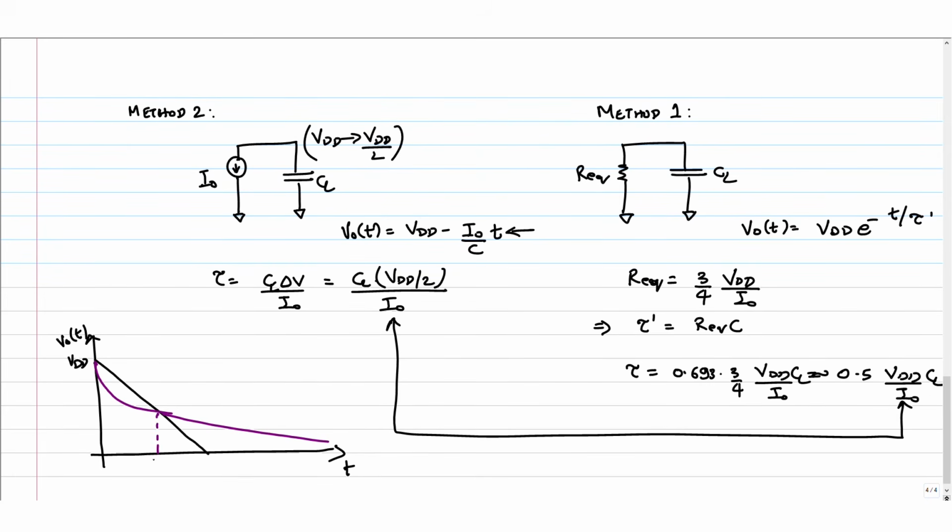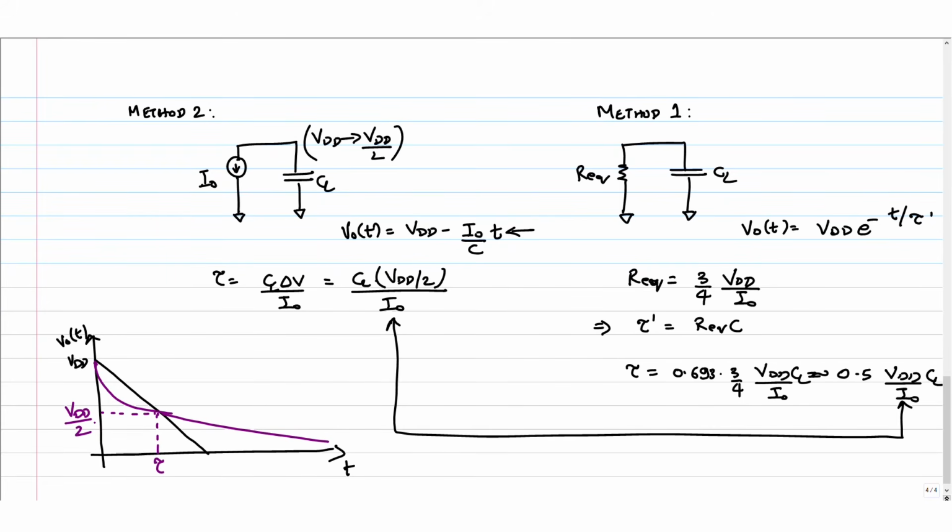Asymptotically, it will go down to this thing. So, this is my delay tau and this is VDD by 2. So, the two models give the same answer at that particular instant of time. At any other instant, the two models are different, right? The delays are the same.